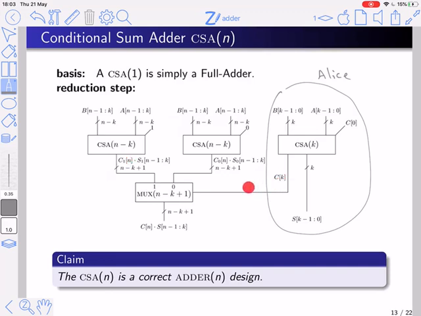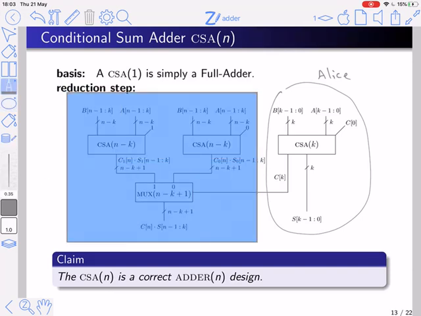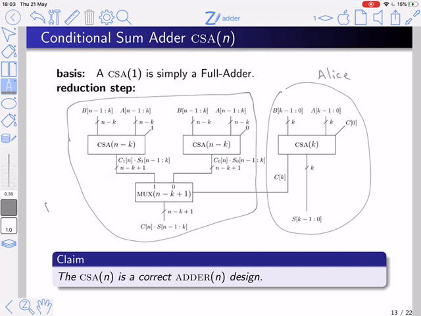Now CK controls a mux. In case CK is 0, you choose the right branch. If CK is 1, you choose the left branch. And this will be your sum bits and your carry bit. And the claim is that the conditional sum adder is correct. Okay, so this is the part held by Alice. And this is the part held by Bob.